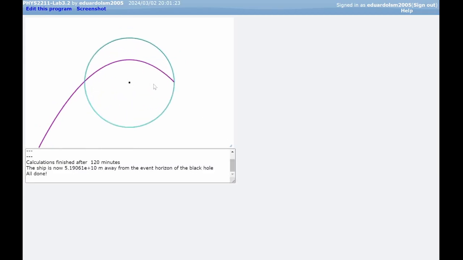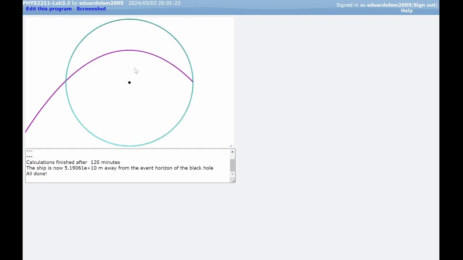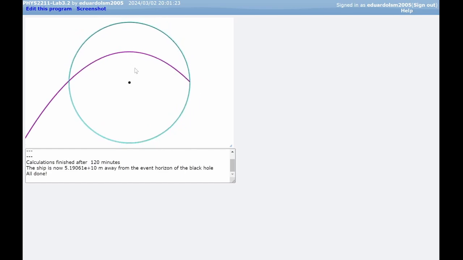We can see that the ship kind of went close to the black hole, but we can't actually get closer because we would need a smaller y velocity, and that's impossible since the planet is moving too, and we need at least that amount of y velocity to escape the planet itself.